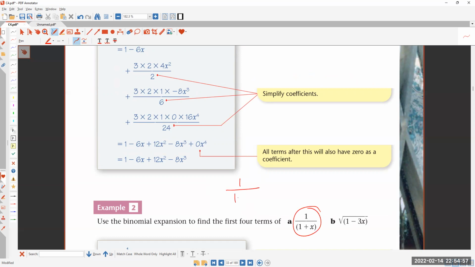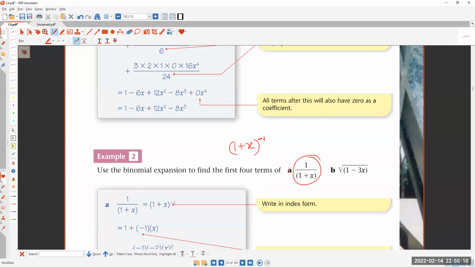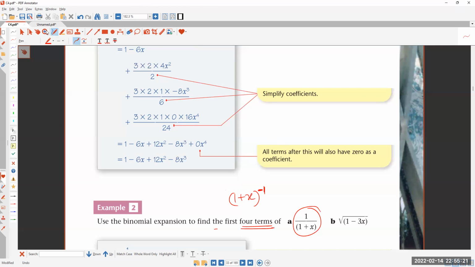So 1 divided by 1 plus x raised to minus 1. Sorry, 1 plus x raised to minus 1. Okay, you bring them up. So here your n is minus 1 and you have to just follow the formula, but it gets a lot. So find the first 4 terms. They said find the first 4 terms. Because of this negative sign, things get a bit more complicated. How? Let me show you.